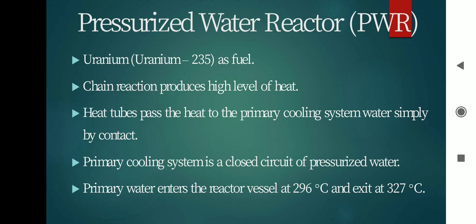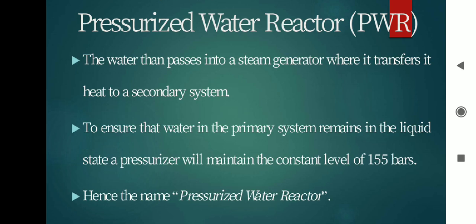In the pressurized water reactor, uranium 235 is generally used as the fuel. The chain reaction produces a high level of heat. Here the temperature is in the order of 296 to 327 degrees Celsius, ensuring that the water in the primary system remains in the liquid state. A pressurizer will maintain a constant pressure of 155 bar. Bar is the unit of pressure.